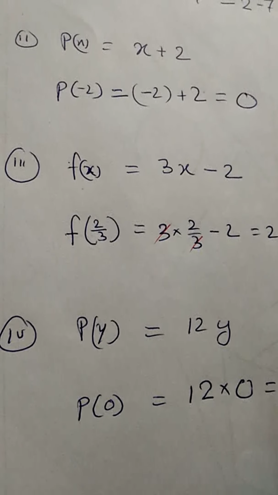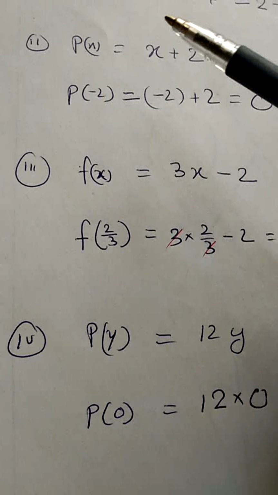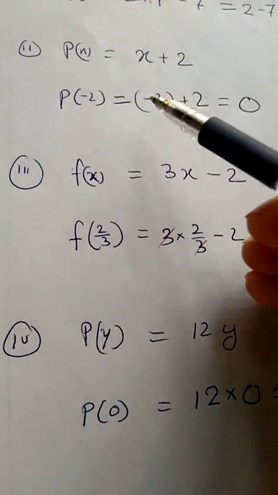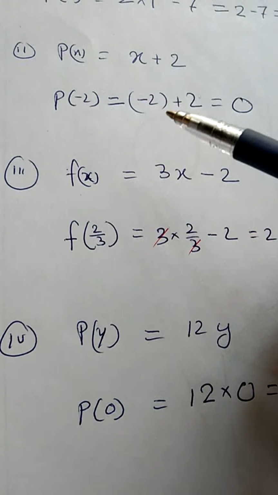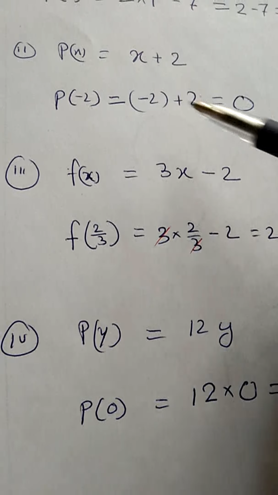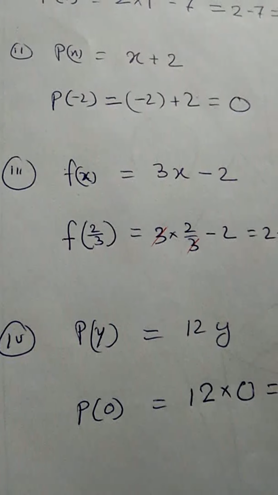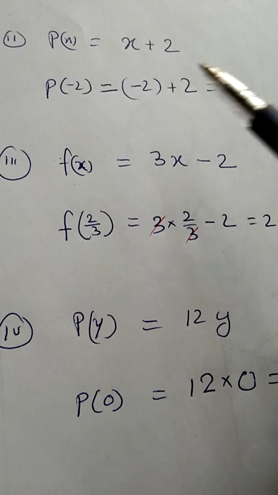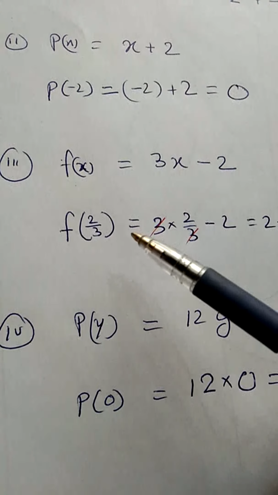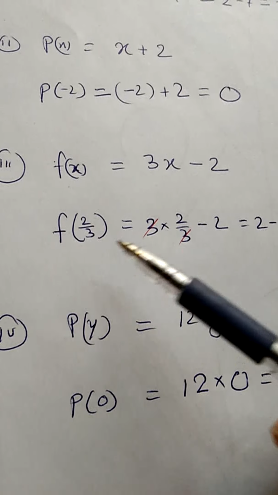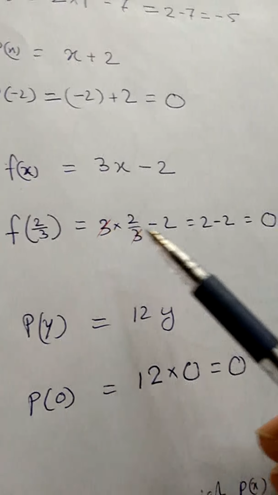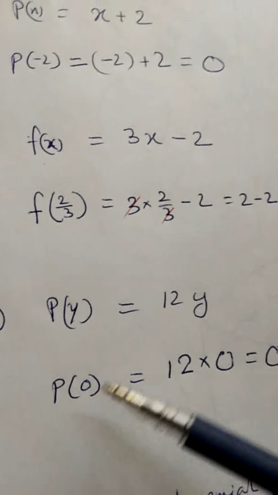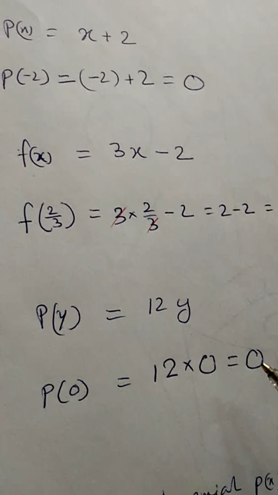Now see, in the second, third and fourth polynomials, putting some number, we have got 0. Here we have put minus 2. So putting minus 2, we have got 0. In the next polynomial, putting 2 by 3, we have got 0. Then here in the third polynomial, putting 0, we have got 0.